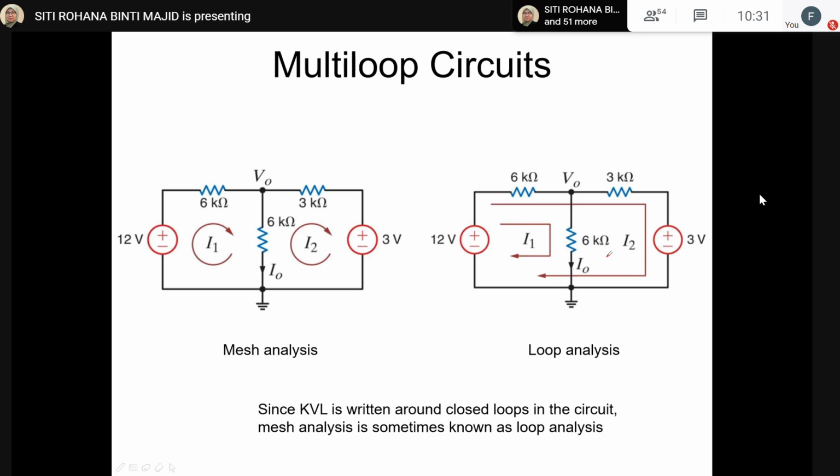That's why, I've been teaching this subject for quite a long time, and students keep asking me, is mesh analysis the same as loop analysis? So I said no, it looks similar, but actually not the same. Okay, maybe some part is similar, which is how to write the loop equations.